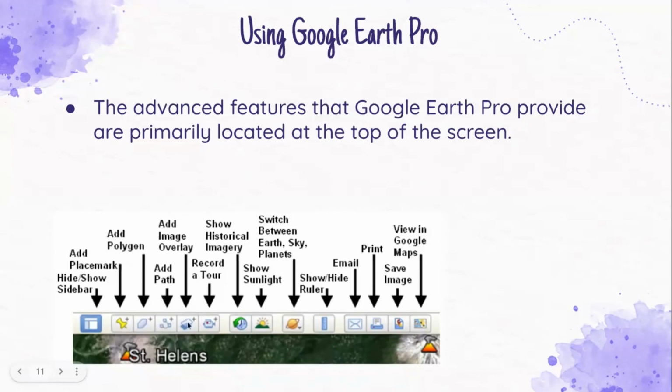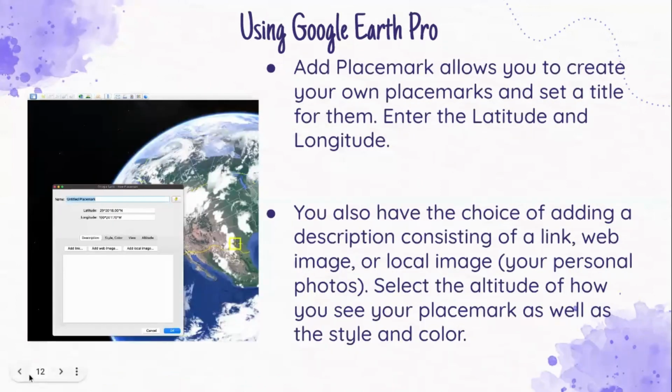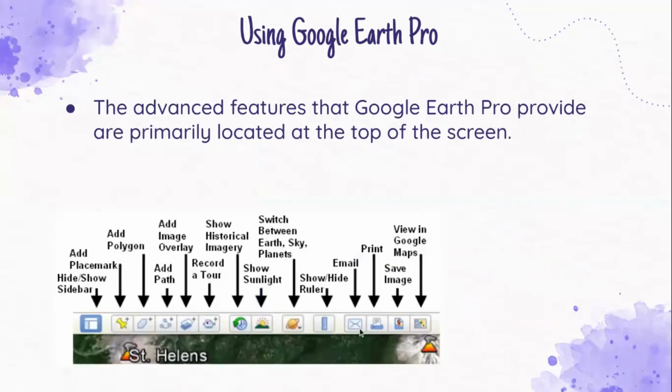This is the add image overlay. This is to record a tour. This one is to show historical imagery. This one shows sunlight. This is where you can switch between the Earth, sky, planets view. This is the ruler one. This is for email. Oh, sorry. This one is for emailing. This one is for printing. This is to save image. And this is to see the location in Google Maps.